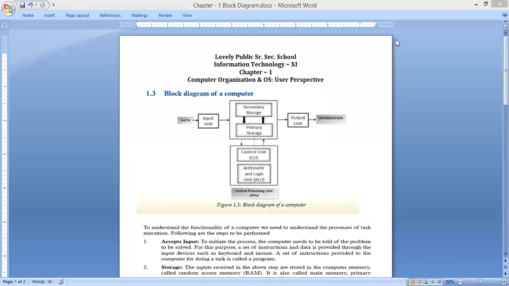Good morning, students. Today's topic is block diagram of computer.